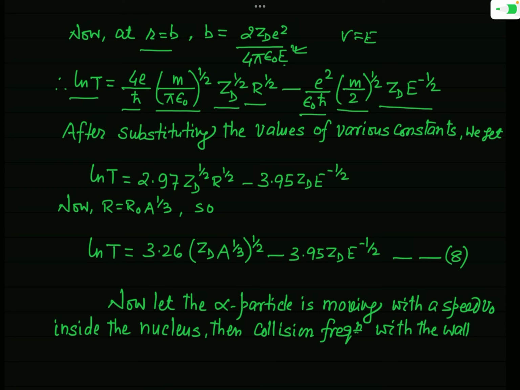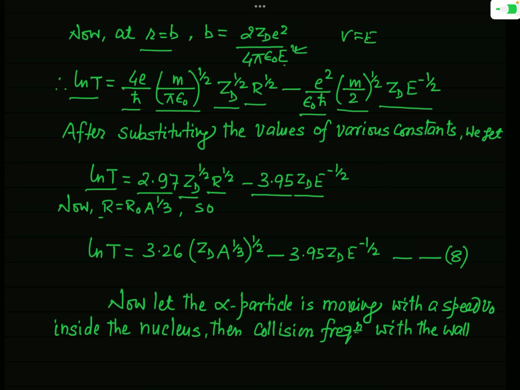Now, in this expression you can see e is a universal constant, h bar is a universal constant, m is the mass of the alpha particle which has a definite value, and epsilon naught, the permittivity of free space, is also a universal constant. So after substituting the numerical values of all the universal constants and simplifying the result, you will get this. I have not substituted all the numerical values, you should also remember it, but you can do it. After substituting the numerical values of all the constants, we will get ln t equal to 2.97 Zd to the power half times R to the power half minus 3.95 Zd into E to the power minus half.